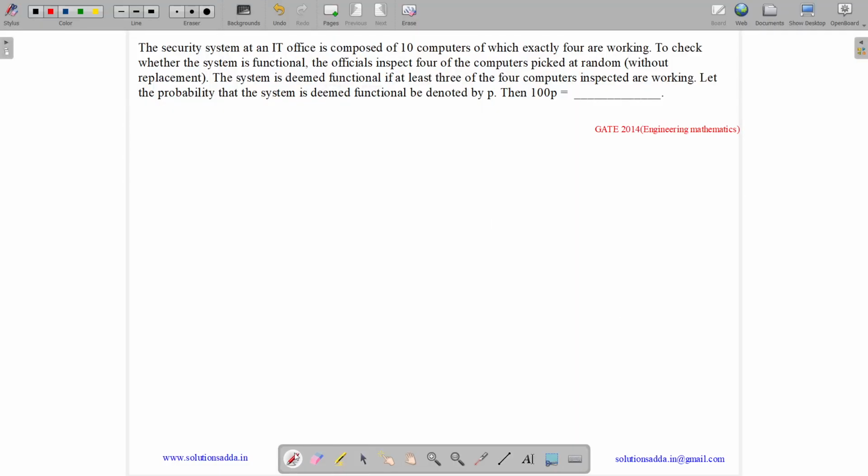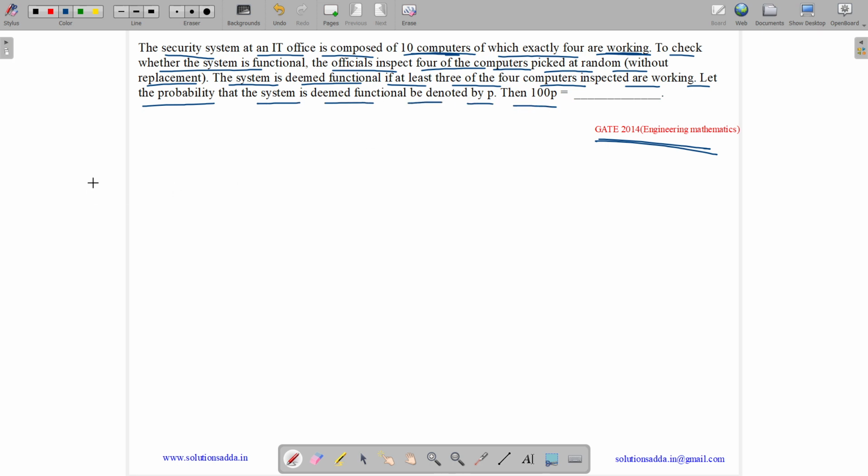This question belongs to engineering mathematics subject and was asked in GATE CSE 2014 set 2. So the question states, the security system in an IT office is composed of 10 computers, of which exactly 4 are working. To check whether the system is functional, the officials inspect 4 of the computers picked at random without replacement, which means after picking we can't put it back. The system is deemed functional if at least 3 of the 4 computers inspected are working. Let the probability that the system is deemed functional be denoted by P, then 100P equals to.